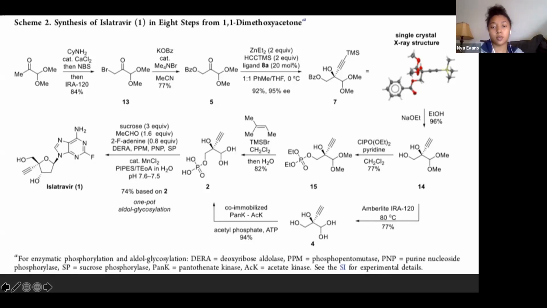Lindsay, I have a question. I don't know if you know what this would mean, but at the very bottom, when they do this, what does co-immobilized mean? I'm guessing it just means it uses the two enzymes to phosphorylate it. I'm not really sure.